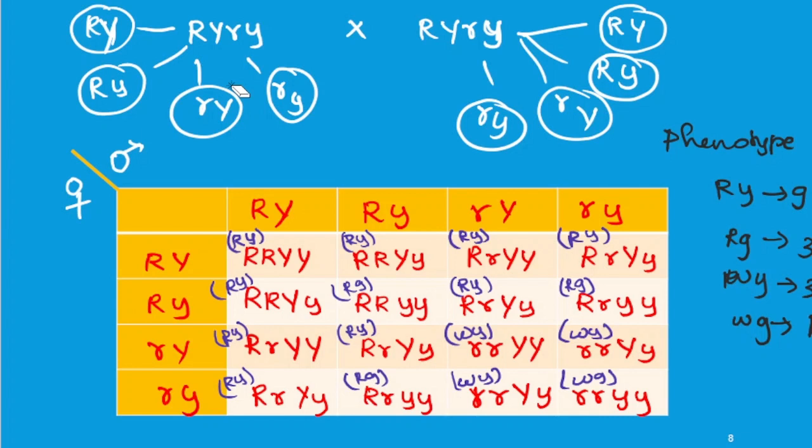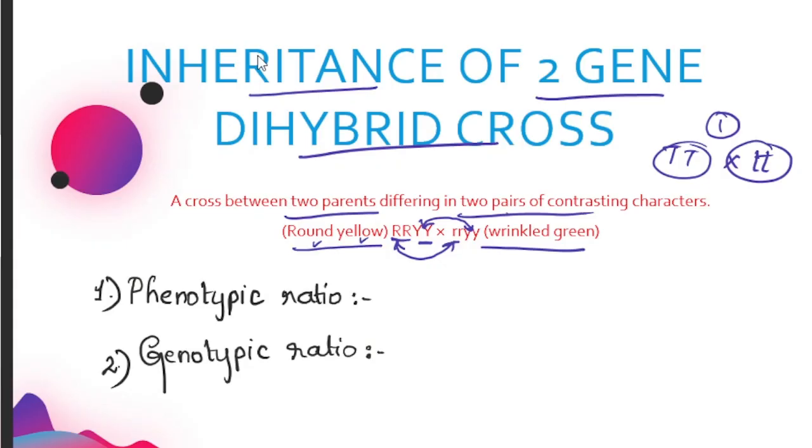So whenever they ask your phenotypic ratio, how do you write it? Your phenotypic ratio is 9 is to 3 is to 3 is to 1. This is your phenotypic ratio. This is really important to remember.